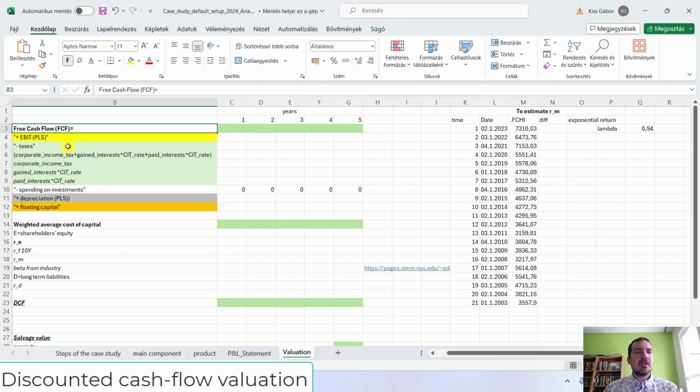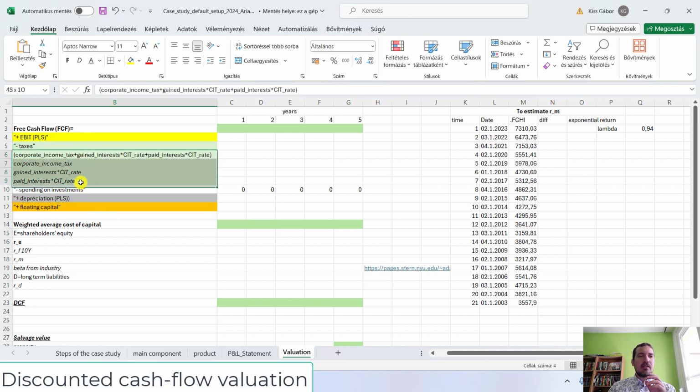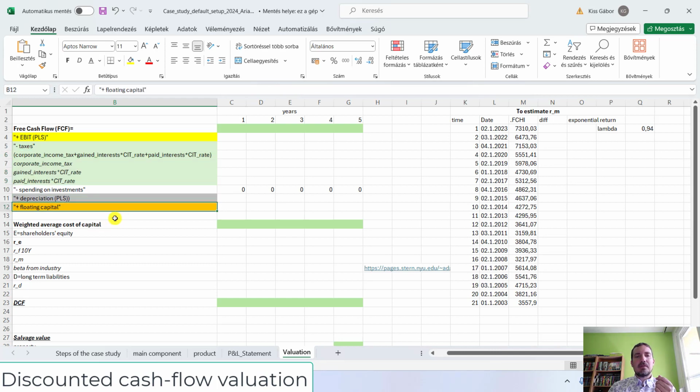In the case of discounted cash flow valuation, we need the following things. First of all, how much money can we earn from this company? I mean the amount of cash that we can realize. That's why depreciation is not an expenditure here, so we are moving it back. Taxes must also be represented here, because they remove some of this cash. And also floating capital, so short-term balances must be represented here.